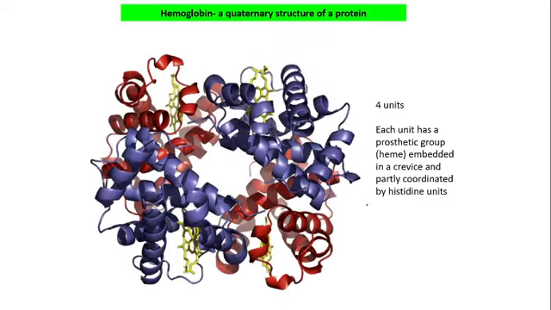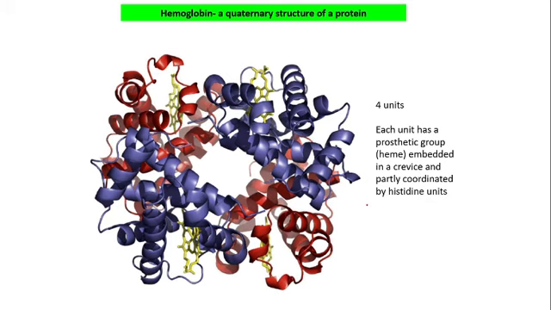Okay, next we learn about myoglobin. So let me move on to the next biomolecule, which is called hemoglobin. Hemoglobin is a quaternary structure of the protein. What is the difference? Myoglobin is a monomeric structure of the protein, and hemoglobin is a quaternary structure of protein.